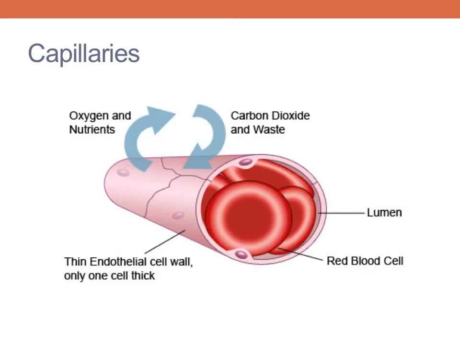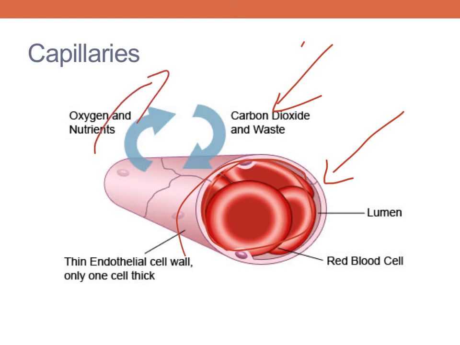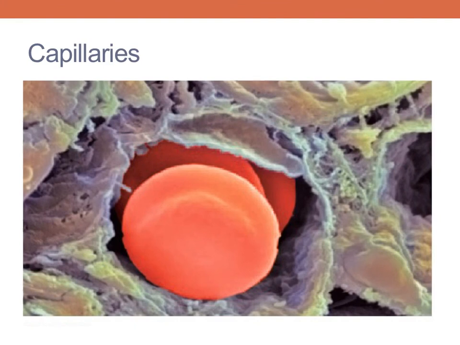You can see here a diagram of capillaries. You can see a single layer of epithelium here. You can see that there's only enough space there really for 1 blood cell, and it's indicating here that carbon dioxide and waste are coming into the capillary and oxygen and nutrients are coming out. This is a coloured electron micrograph of a real capillary, just to give you context of what the real versus diagrams look like. It's a cool picture.